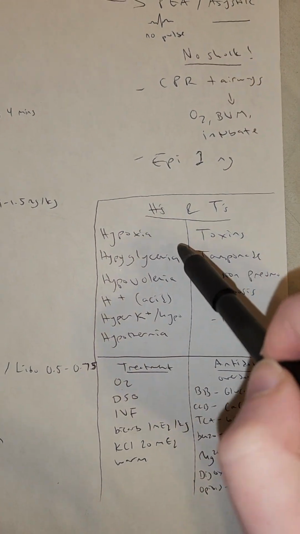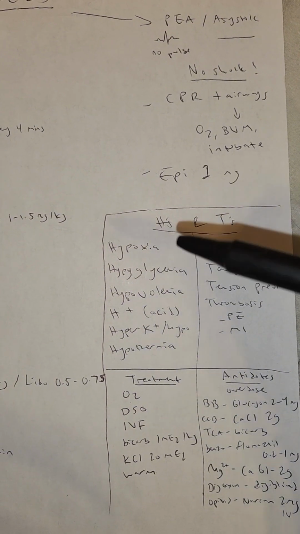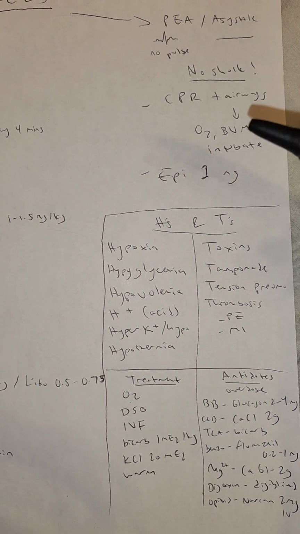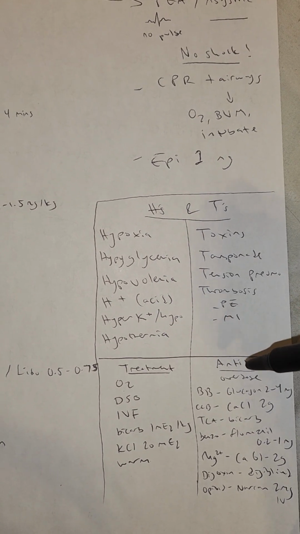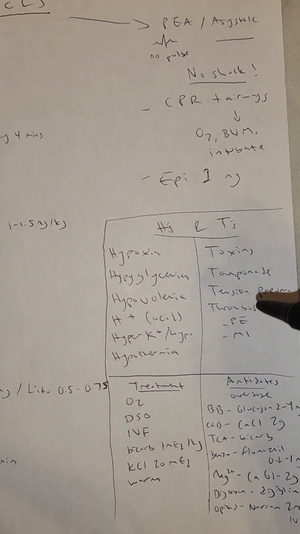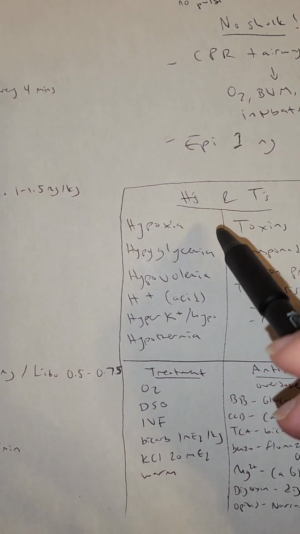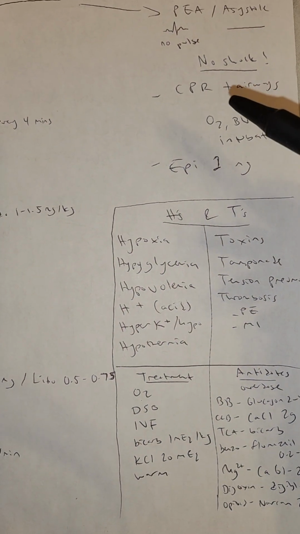Now, I'm bringing the H's and T's here. H's and T's, you guys have to know this. H's and T's is what's going to help you get them hopefully out of one of these situations if they have one of the reversible causes. All these we're going to talk about are reversible causes of these dysrhythmias. So let's start with the H's. So the H's, these are again reasons why somebody might have been found unresponsive or in one of these bad rhythms.